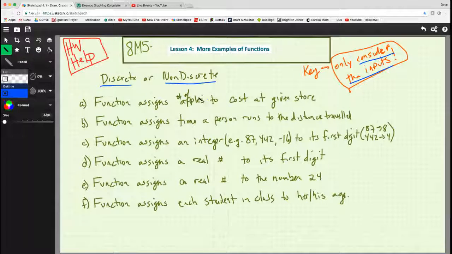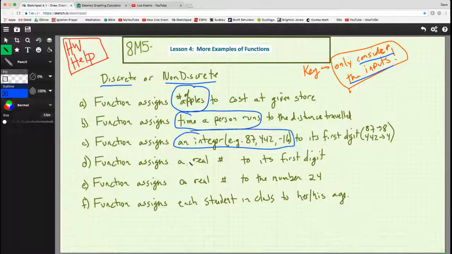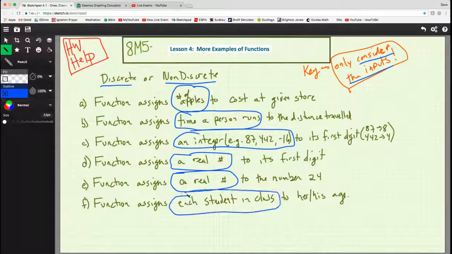So our input, let's just circle our inputs. Number of apples at the store, the time a person runs, an integer, a real number, and then each student in the class. So these are our inputs. This is all we care about. We don't worry about the outputs when we're just identifying discrete and not discrete. So let's see. Assigns a number of apples to the cost at a store.